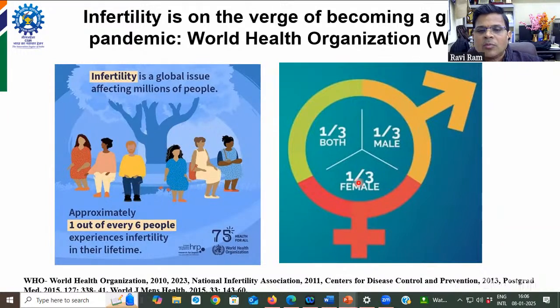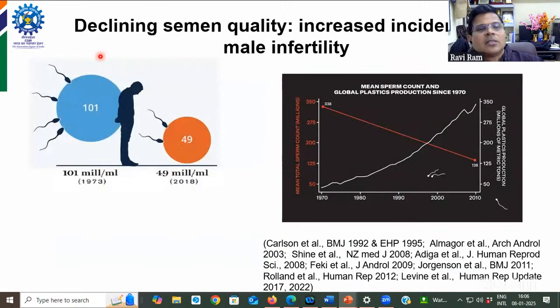In some cases, about 1/3 of cases, both male and female factors, or male factors alone, are responsible for this infertility. However, if you look at epidemiological data, that is the population-based data, there is a severe problem that is affecting males in terms of semen quality.